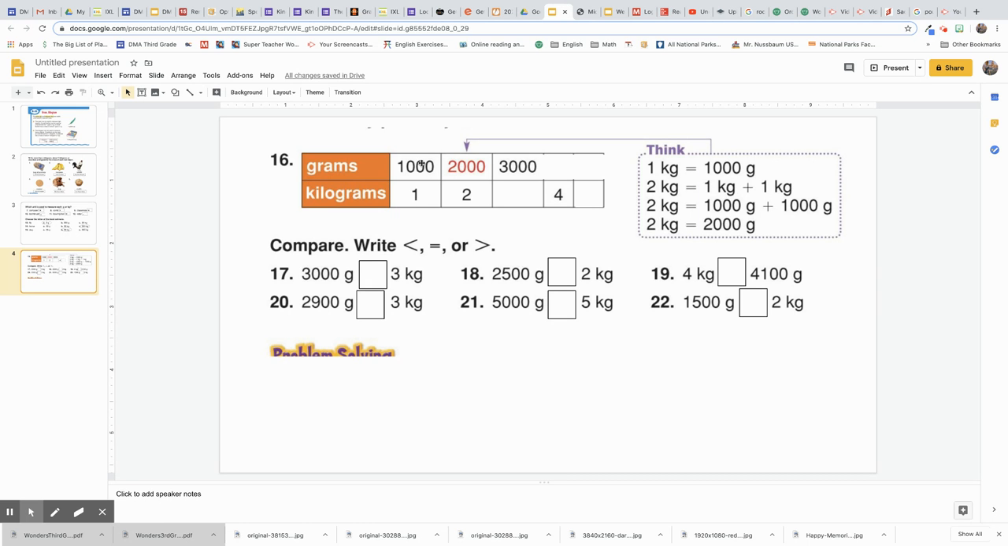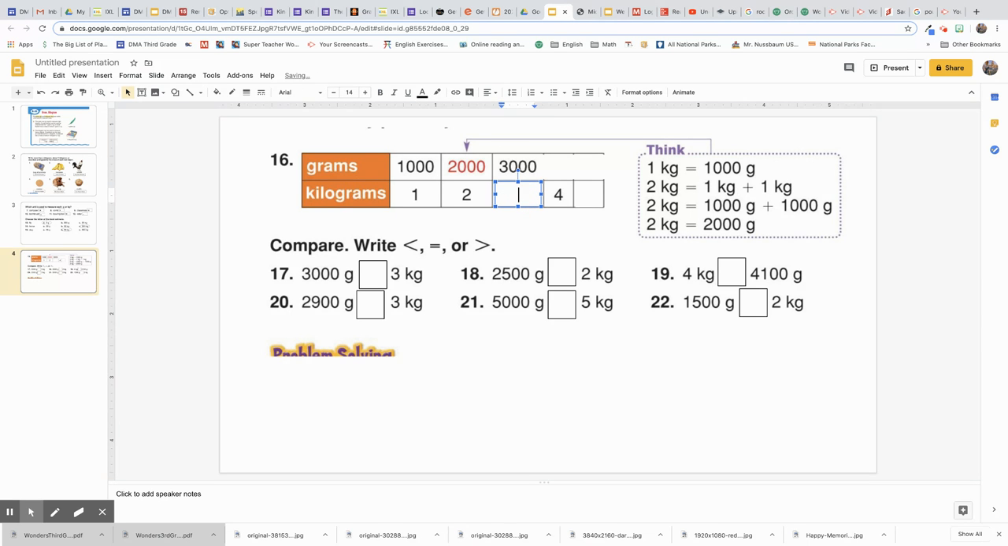1 kilogram equals 1,000 grams. 2 kilograms equals 2,000 grams. Well, then what should go here? Yes, ma'am. Yes, sir. 3 kilograms equals 3,000 grams. 4 kilograms equals, yes, 4,000 grams. And 5 kilograms equals 5,000 grams. So now that makes it easier to solve these problems. So let's look at them.